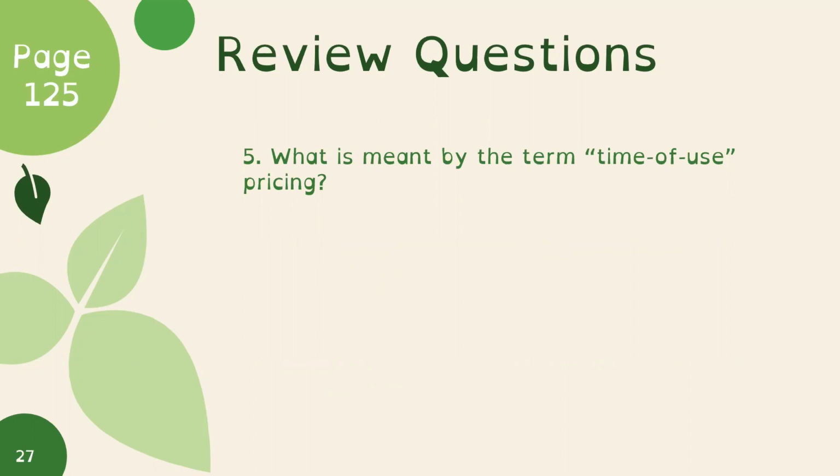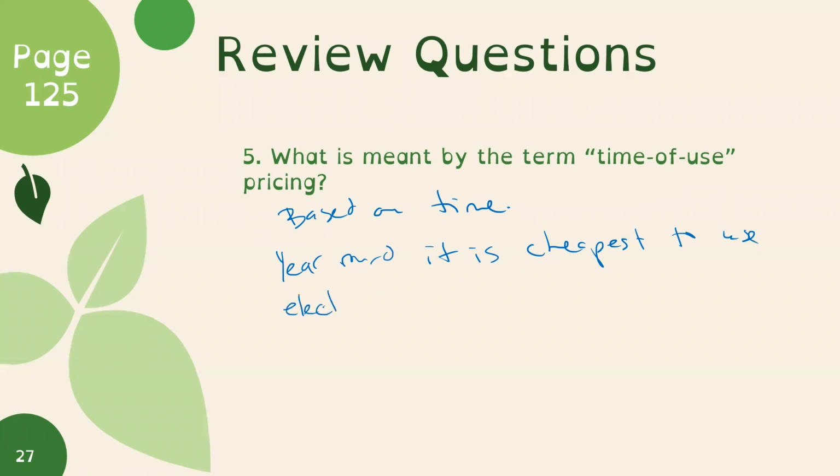What is meant by the term time of use pricing? So this I just briefly chatted about in terms of variable pricing. It's based on time of day. I don't have it all memorized, but I know that year round it's cheapest to use electricity between 7 p.m. and 7 a.m. This I have. Oh, and on weekends.